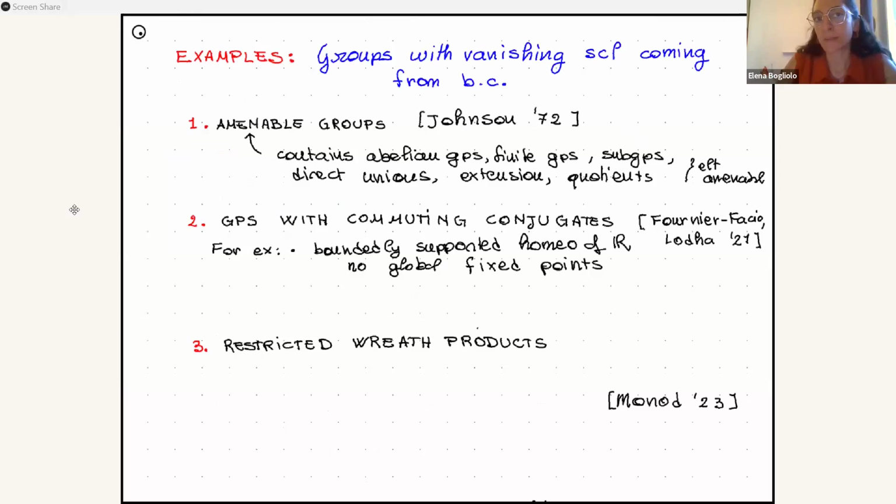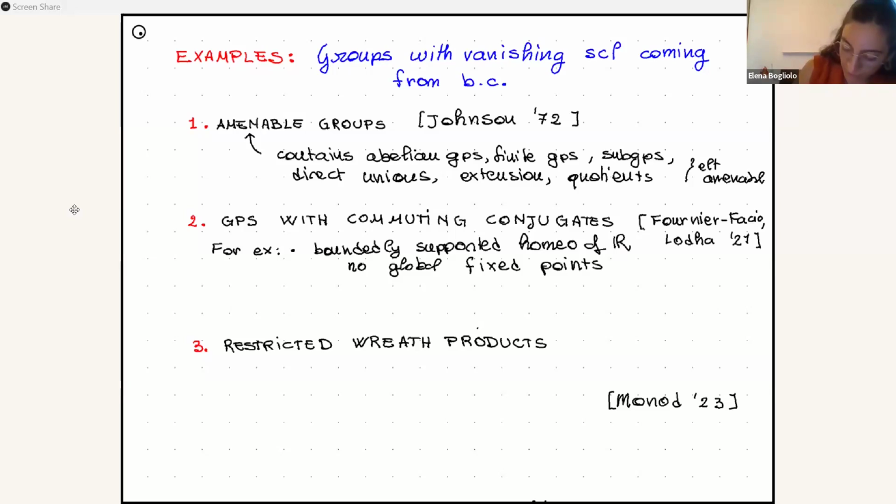So some known examples are, for instance, amenable groups. This is a result by Johnson that states that amenable groups have vanishing bounded cohomology in every degree and with a very large class of coefficients. Another result that one might be interested in is the vanishing of stable commutator length for groups with commuting conjugates. This is a result by Fournier-Facio and Löh. And for instance, an example of a group with commuting conjugates are boundedly supported homeomorphisms of R with no global fixed points. And finally, the example we're most interested in are restricted wreath products.